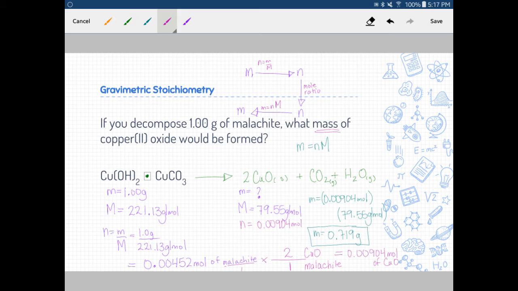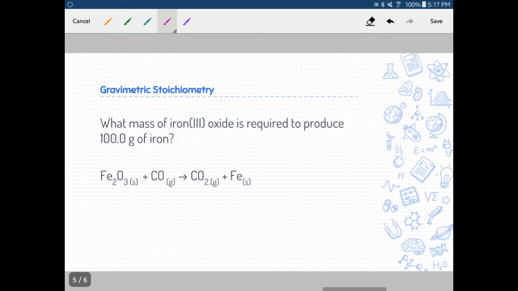So we can use this sort of mathematical square to solve for most of these problems. Let's just take a look at one more example. This says, what mass of iron oxide is required to produce 100 grams of iron? This is a slightly different type of question, but we can still use the same idea to solve for this. Now, our first step is to ensure we have a balanced chemical reaction.